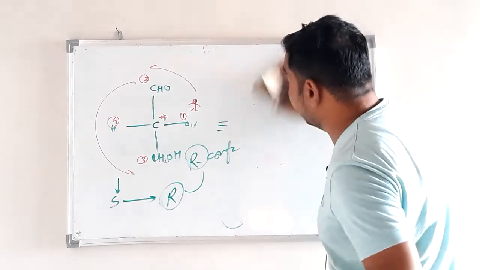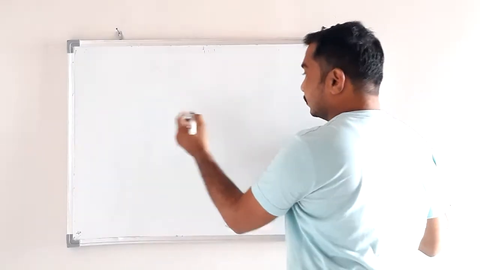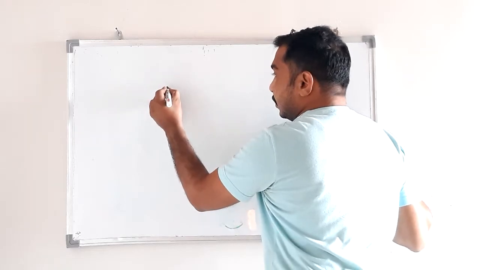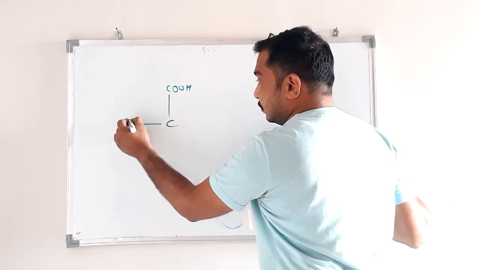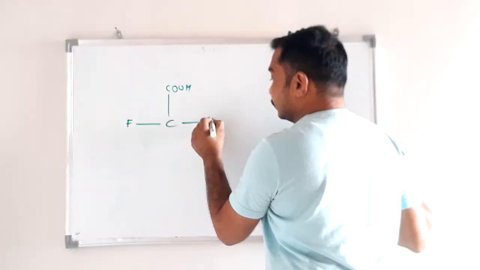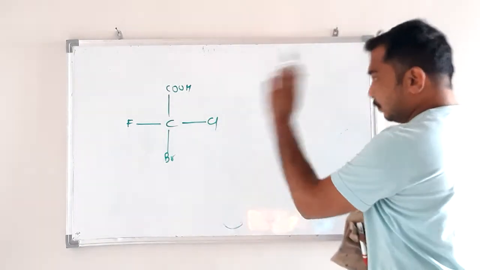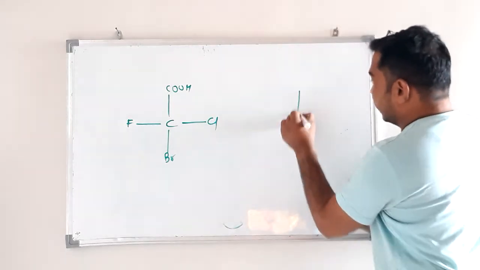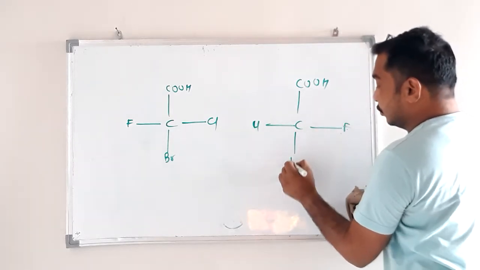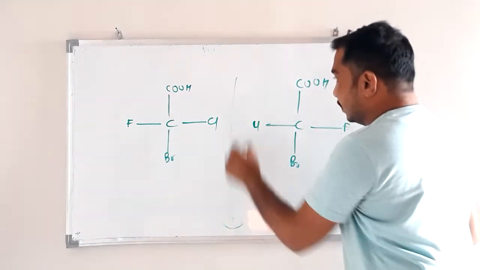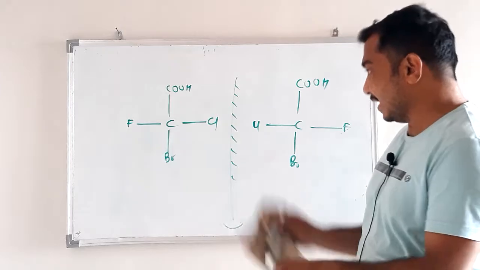Here is one more example, also a Fischer projection formula. I will write one more, its mirror image, with chlorine, fluorine, bromine. These are mirror images of each other, which means they are enantiomers. We have to give the nomenclature, the RS notation.